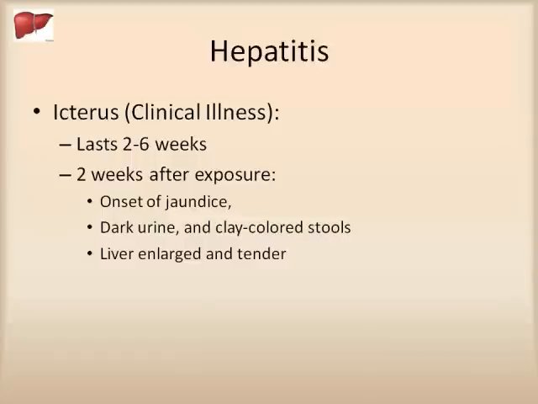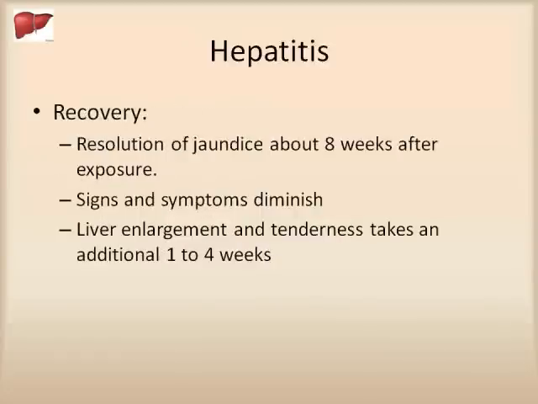Some of the bilirubin will be passed through the urine. Not much, but it's enough to darken the urine. We'll also see the liver enlarge and be tender. The recovery phase, the jaundice goes away about 8 weeks after exposure, and signs and symptoms start to diminish, but the liver enlargement and tenderness takes another 1 to 4 weeks to go away.